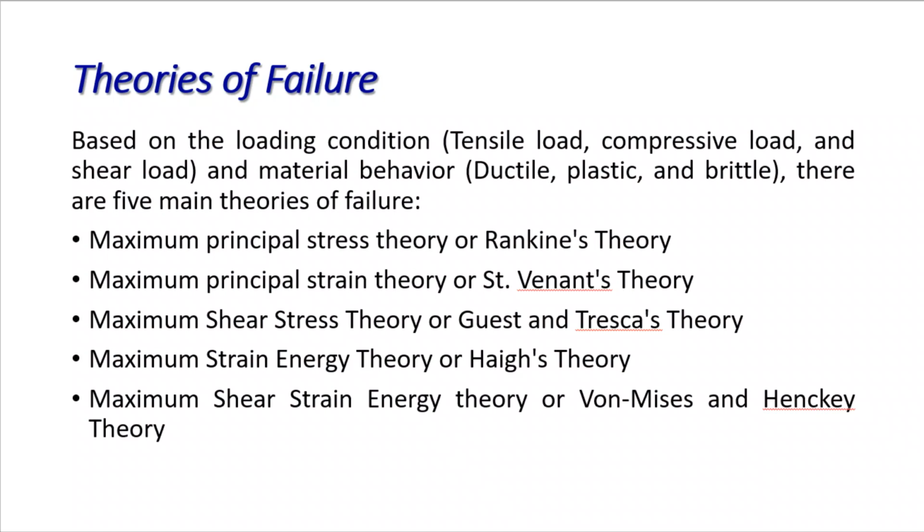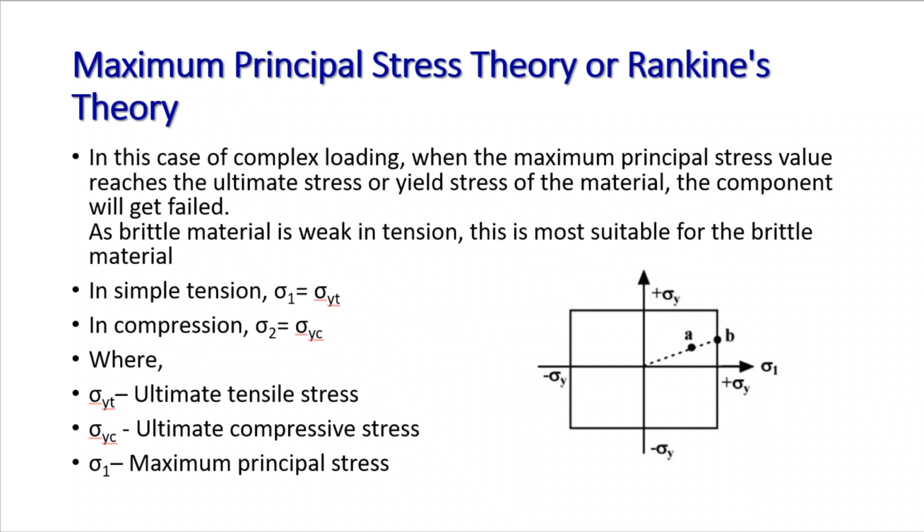Why are we proposing so many theories of failure? Every researcher took some quantity of interest like principal stress or principal strain, and formulated certain theories. Out of this we will find which theory fits the material. But what if the material is of different nature? Some material is ductile, some is of brittle nature. So which theory will suit which material? That one we need to figure out.